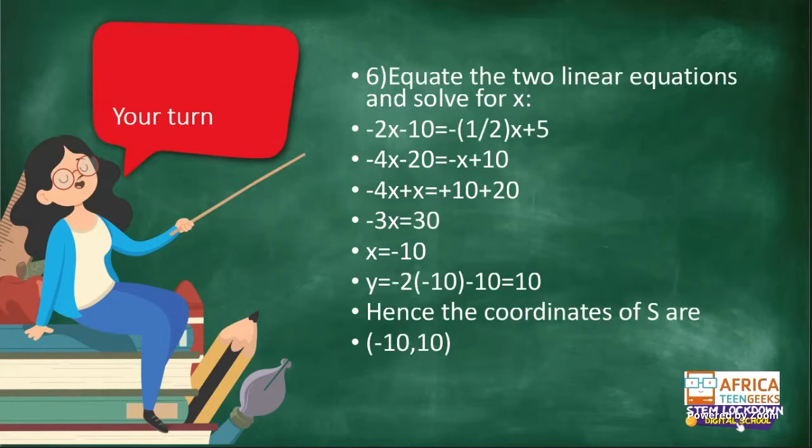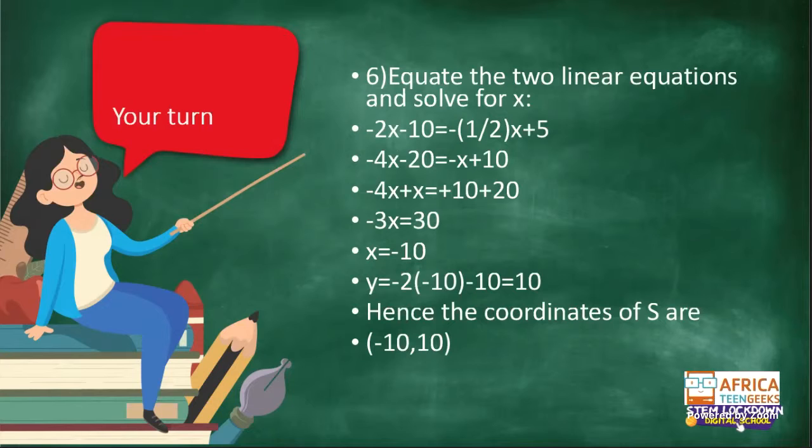And once you have written that step, you go to the next one. Remember here you have -half of x plus 5. So you make sure that you find the common denominator. In this case, you multiply 5 by 2. That's why you get -x plus 10. And you also multiply the -2x minus 10 by 2. That's why you get -4x minus 20.